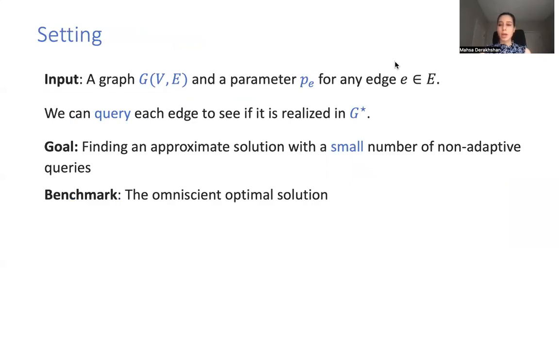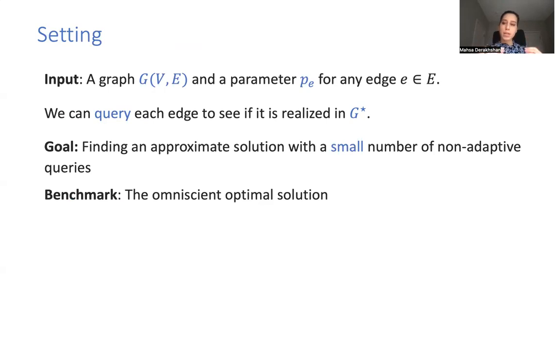Now, in the setting that we consider today, we assume that you don't know the realization of the edges in advance. Rather, to know whether an edge exists or is realized in G star, you have to query it. And the goal is to find an approximate solution for whatever problem you study using a small number of non-adaptive queries. In other words, you want to pick a sparse subgraph of your input graph such that by querying those edges, you are able to find a solution with a good approximation ratio.